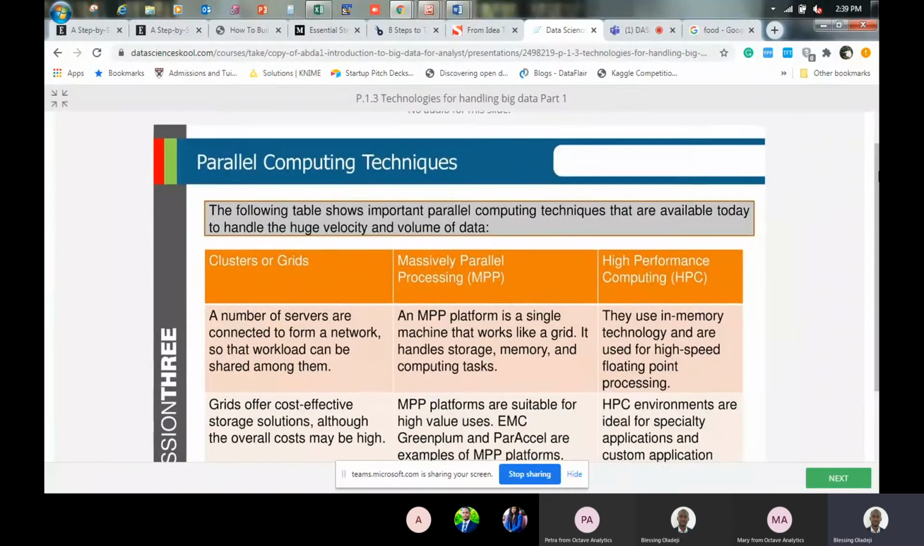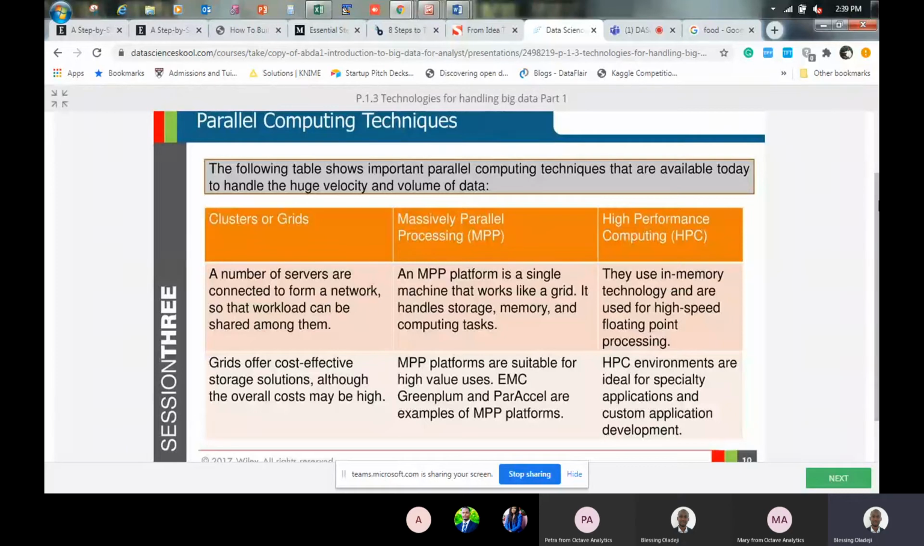And this table is trying to show the techniques that are involved in parallel computing, and some of these techniques are available today for when you have to deal with large volume of data or data that is changing very fast.